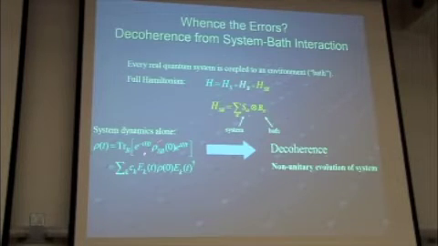Okay, now, from now on, I will in fact assume that these coefficients are positive, which means that the initial system-bath state is purely classically correlated. And then from now on, I will only have to deal with completely positive maps.